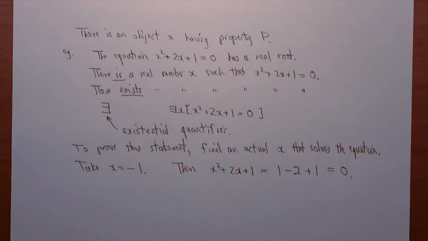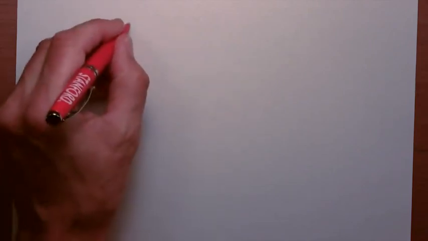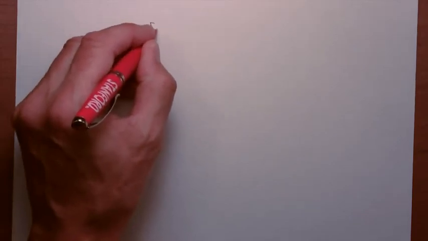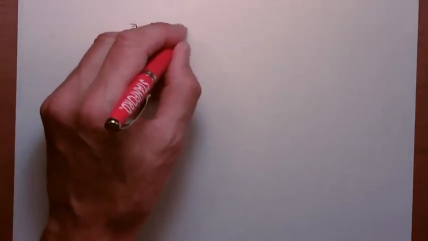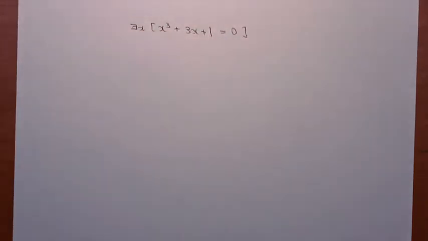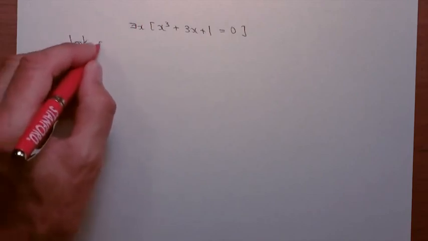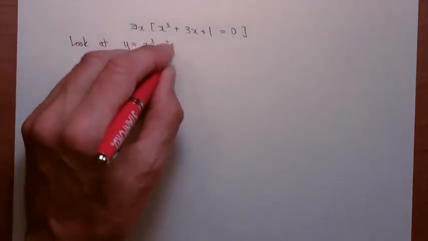Sometimes we can prove an existential statement without finding an actual object that satisfies the property. Let me give you an example of that. I'm going to prove this statement. There exists an x such that x cubed plus 3x plus 1 equals 0. I'm not going to find an actual x that solves this cubic equation, but I am going to show that there is a solution. I'm going to start by looking at the function y equals x cubed plus 3x plus 1.